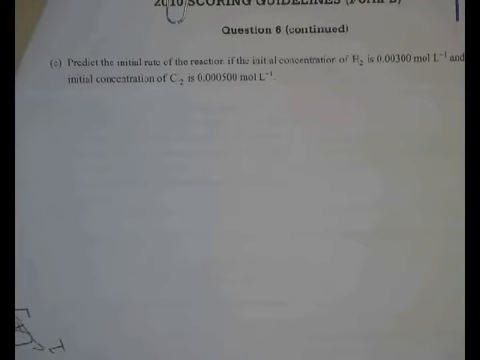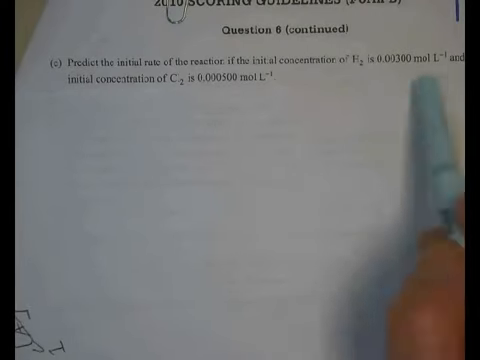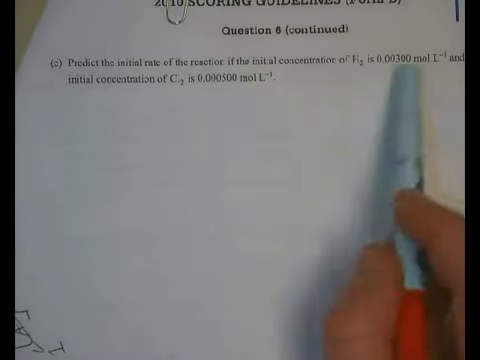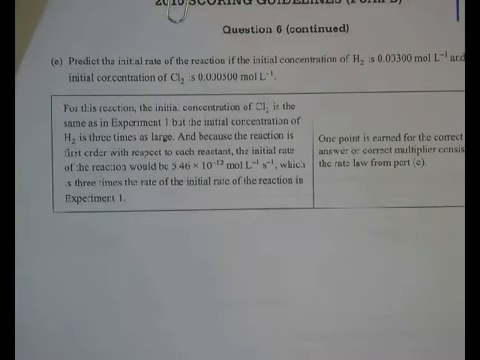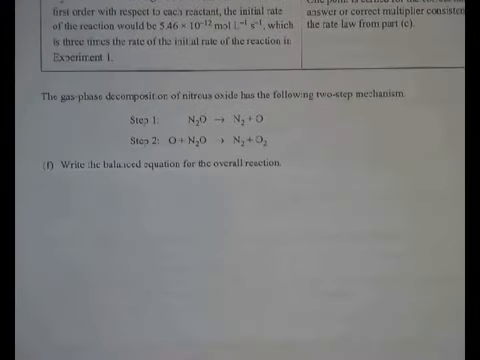Then on the back side, it becomes a little more fun. Question E says, predict the initial rate of the reaction if the concentration of H2 is such and such and Cl2 is such and such. So now you have to plug these numbers into the expression, the rate equals k expression, and solve for that rate.